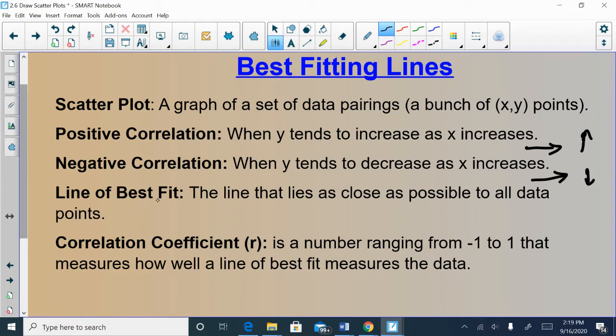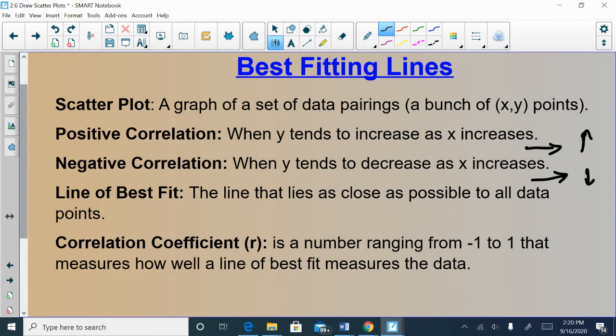Our line of best fit, or our best fitting line, it might be called, is the line that lies as close as possible to all of the data points. There is actually a very formulaic way that we can do this using our graphing calculators, but there's also a way that we can approximate it by hand.